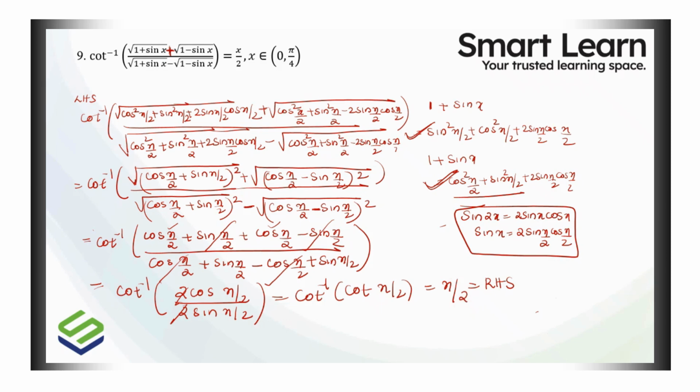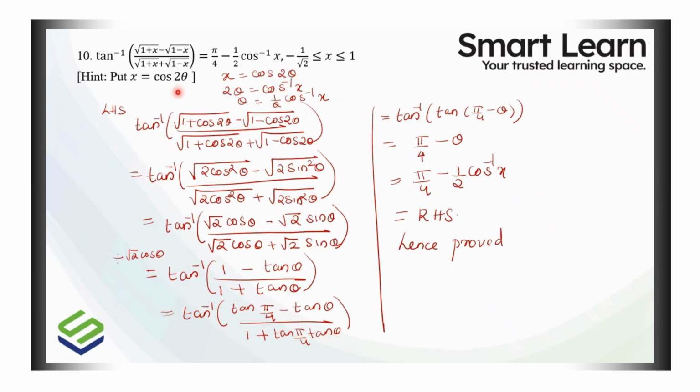Okay. Now this question. Here they have already given you the hint, cos 2 theta, but normally it won't be given. Okay, but you have to study this. So if this type of question is coming, you have to take x as cos 2 theta. Okay, so 1 plus cos 2 theta minus root of 1 minus cos 2 theta.